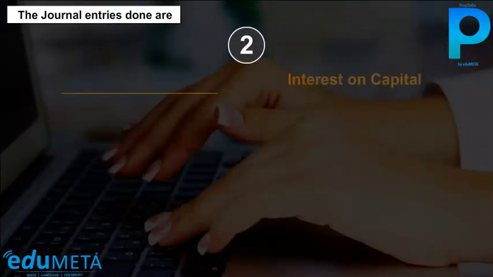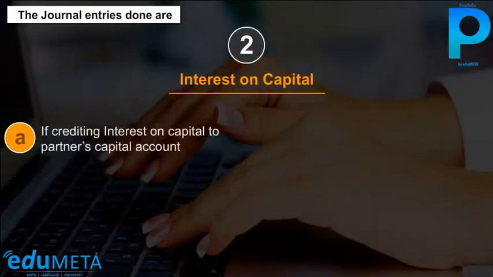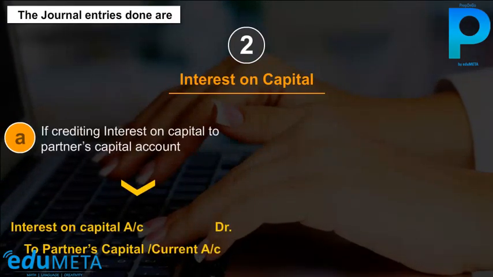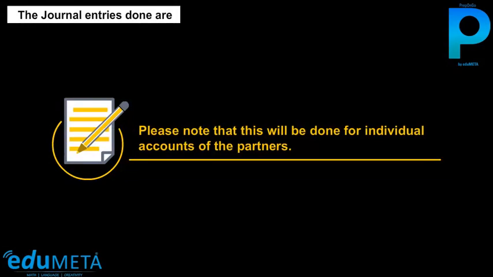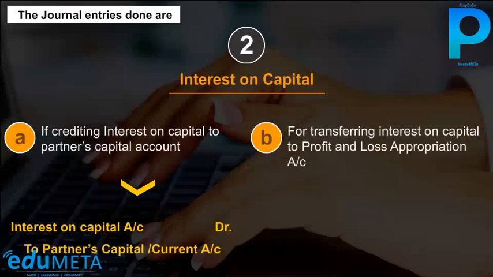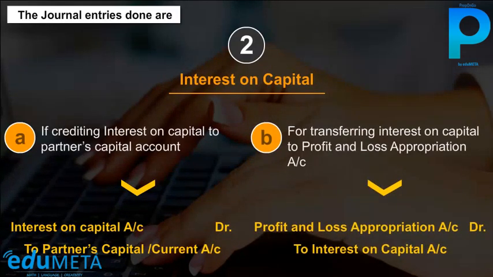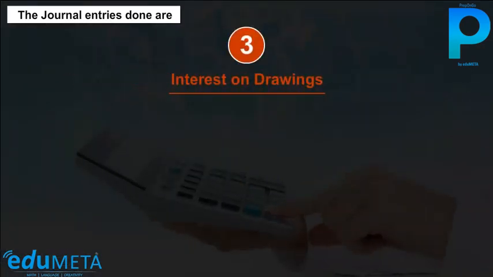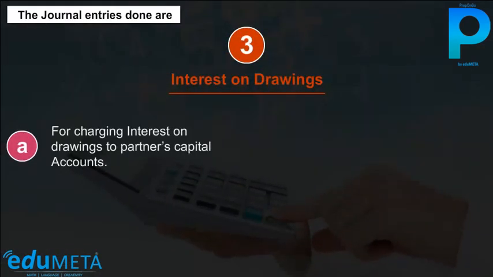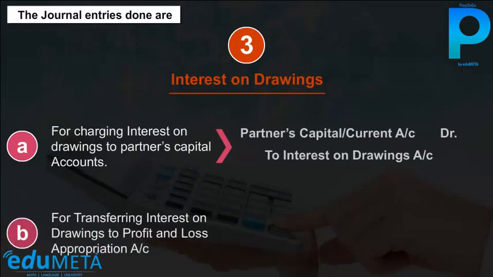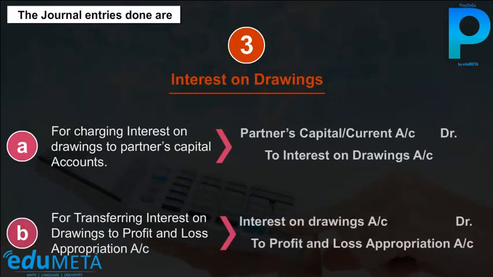2. Interest on capital. A. For crediting interest on capital to partner's capital account. Please note that this will be done for individual accounts of the partners. B. For transferring interest on capital to profit and loss appropriation account. 3. Interest on drawings. A. For charging interest on drawings to partners' capital accounts. B. For transferring interest on drawings to profit and loss appropriation account.